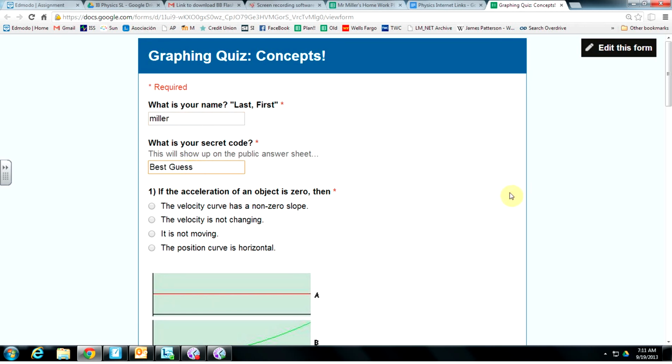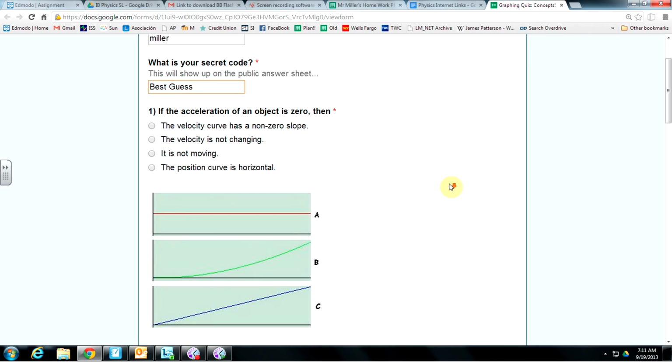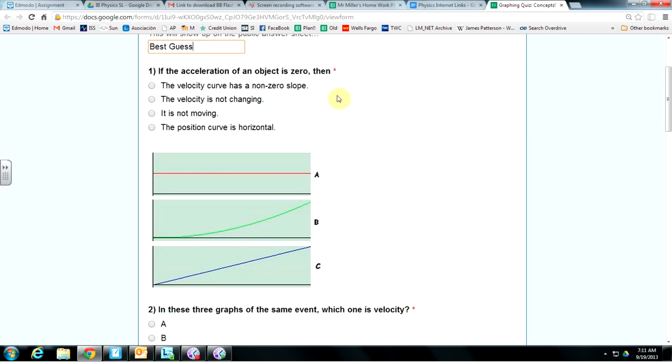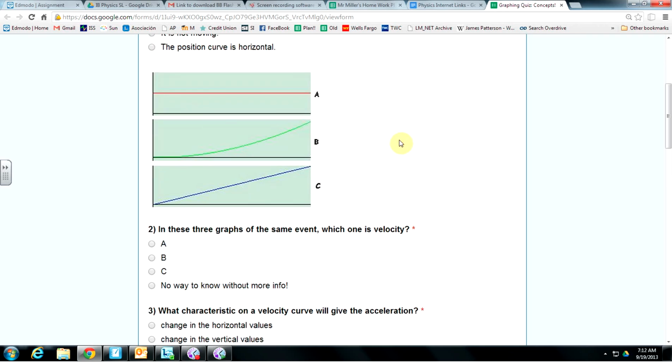If the acceleration of an object is 0, then, well, if the acceleration is 0, it's at equilibrium. There's certainly no net force on it. There's also no changes in velocity. It might be moving because it could be moving but not accelerating, so we don't like this answer. The velocity can't be changing, so we definitely like this one. And the position curve definitely could be moving, so let's take a look at number 2.